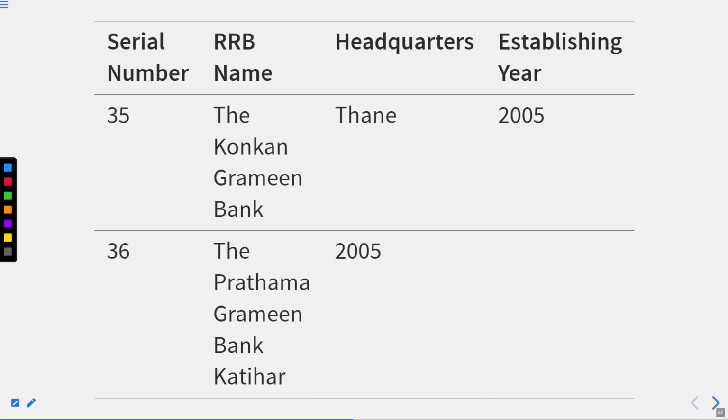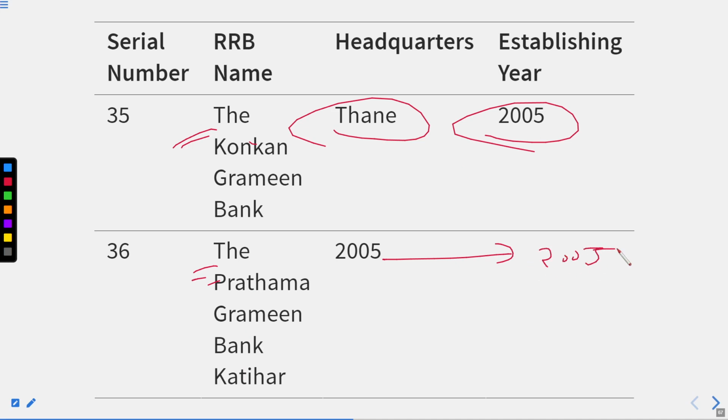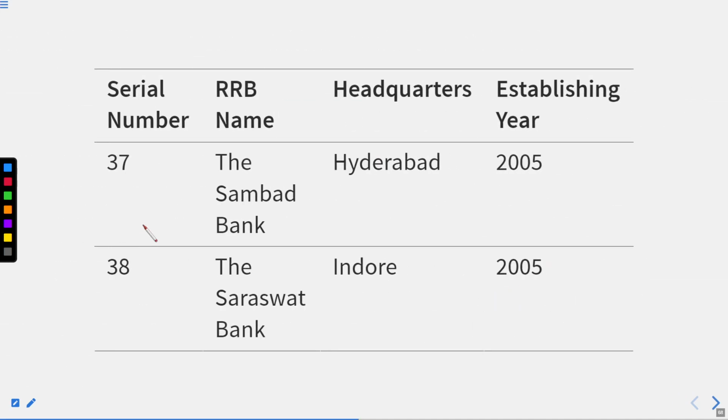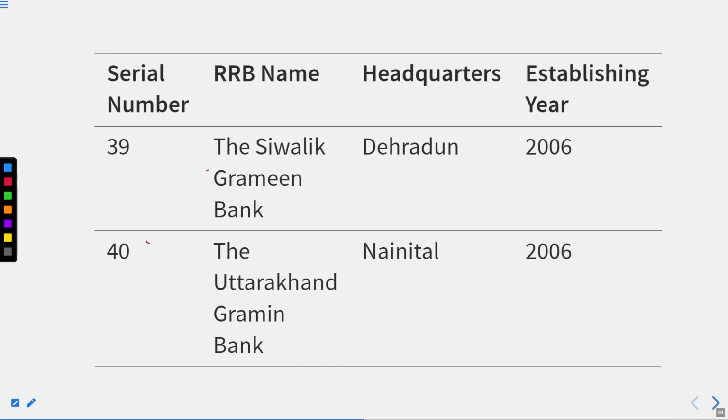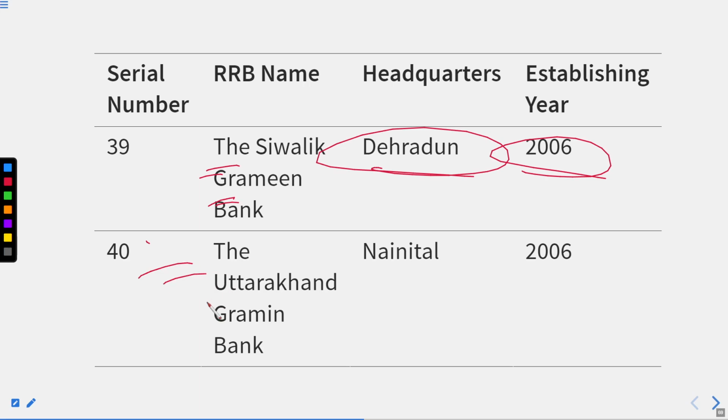Okay. Thereafter, we have the Konkan Gramin Bank, headquarters at Thane, established in 2005. We have the Prathama Gramin Bank, Kathiar, Gujarat, established in 2005. Okay. We have the Sambad Bank, headquarters at Hyderabad, established in 2005. We have the Saraswat Bank, headquarters at Indore, established in 2005. We have the Shivalik Gramin Bank, headquarters at Dehradun, established in 2006. We have the Uttarakhand Gramin Bank, headquarters at Nainital, established in 2006.